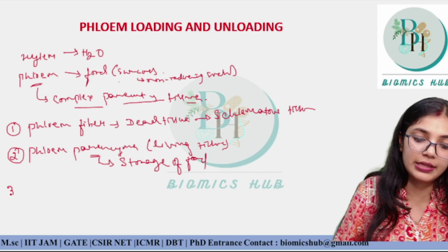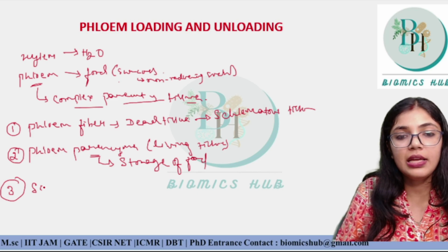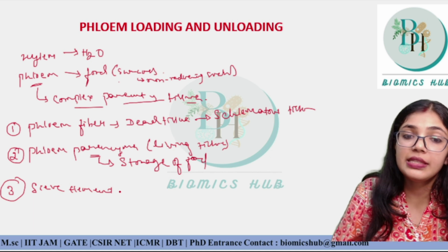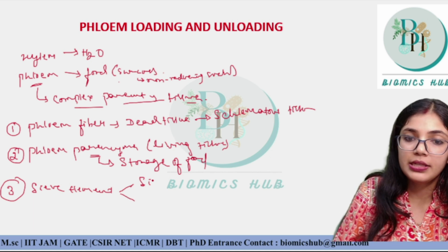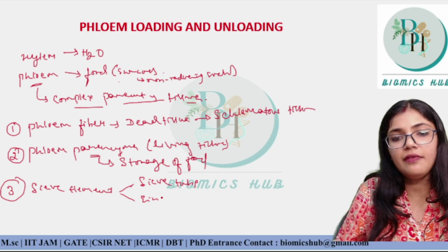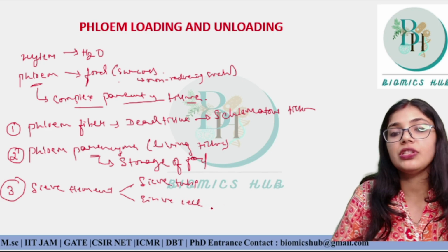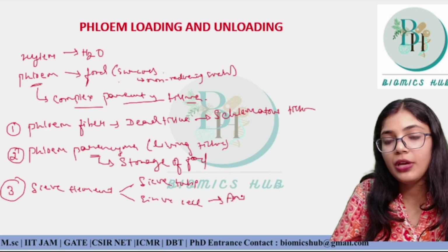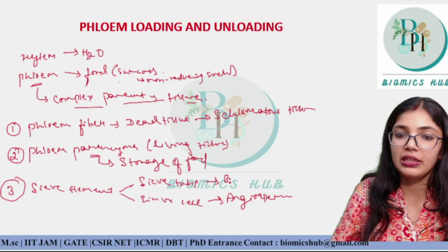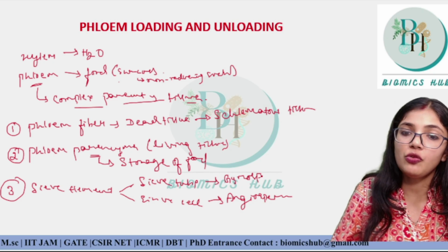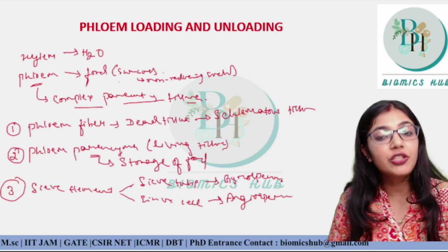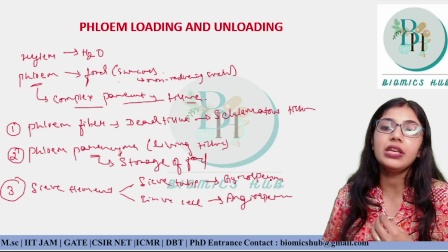The third thing is the sieve element. The sieve element can be a sieve tube or sieve cell. The sieve cell is present in angiosperms, and the sieve tube is present in gymnosperms. What do you mean by angiosperm? Angiosperm means the flowering plants, and the gymnosperms are the plants which produce seeds.